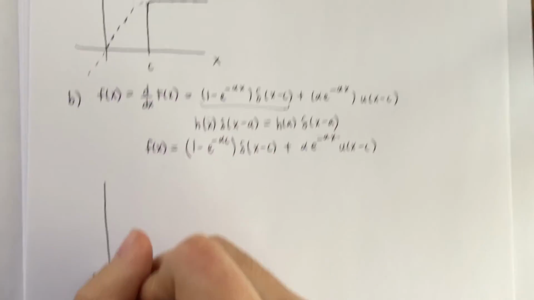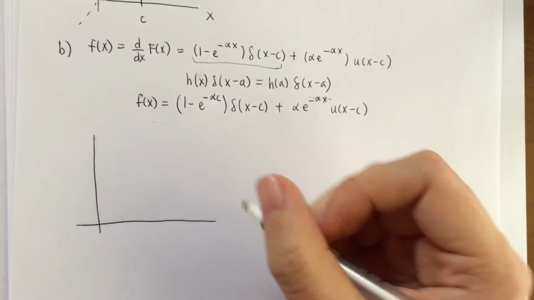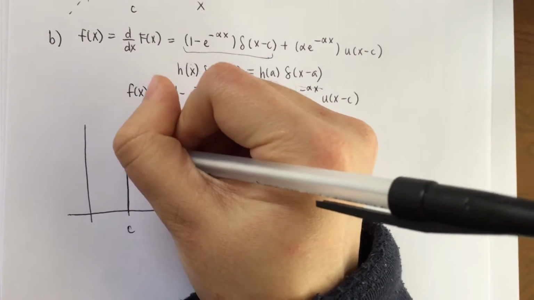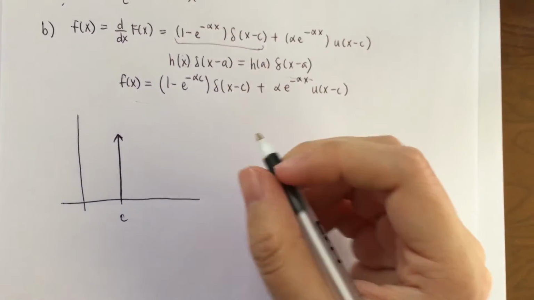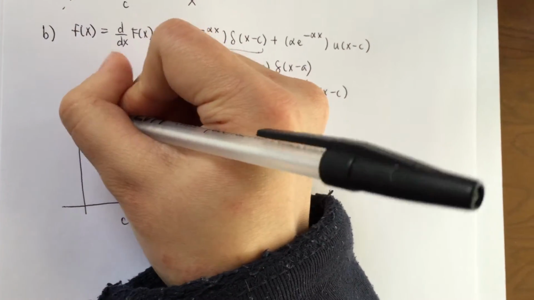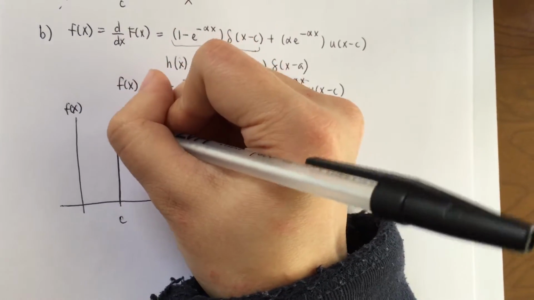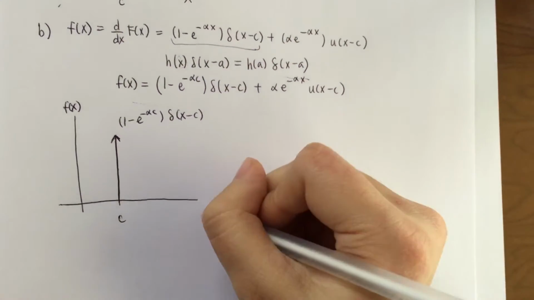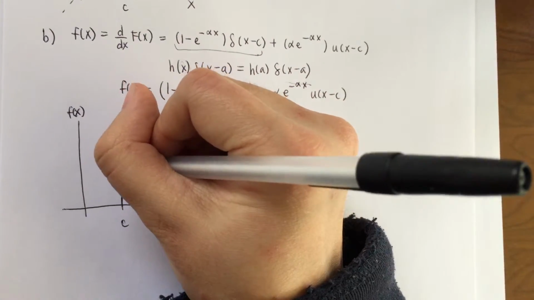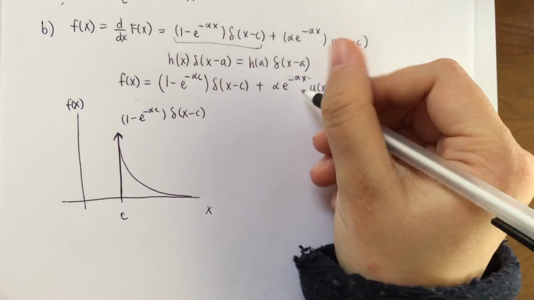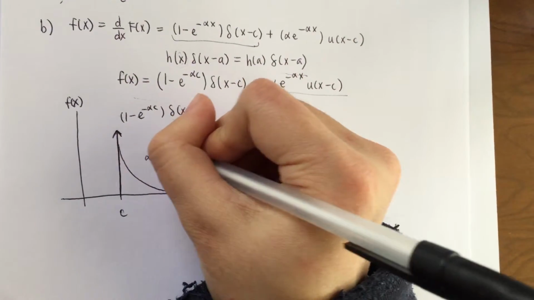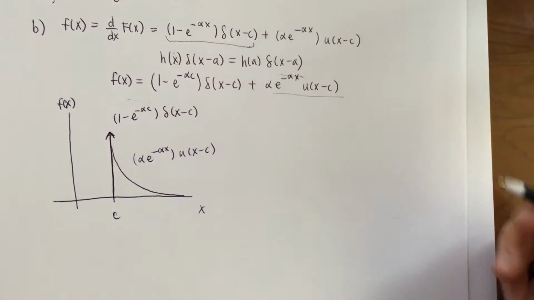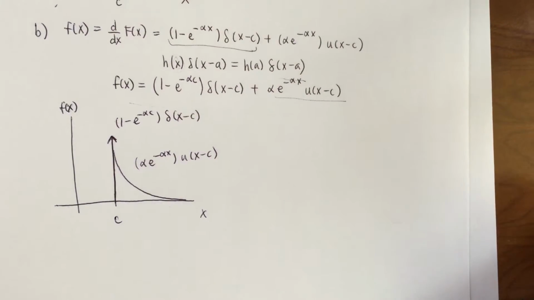When we graph it, it will look like this at C. The impulse function is just a line, and it goes towards infinity. And so this is 1 minus e to the negative alpha c times impulse shifted by c. And then this part would be this, alpha e to the negative alpha x unit step shifted by c. So this is what the graph looks like.